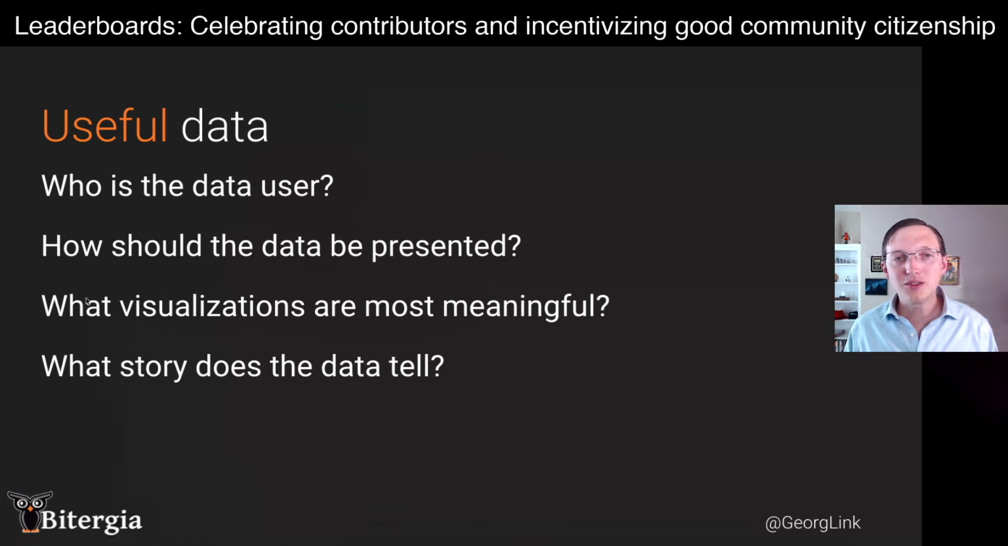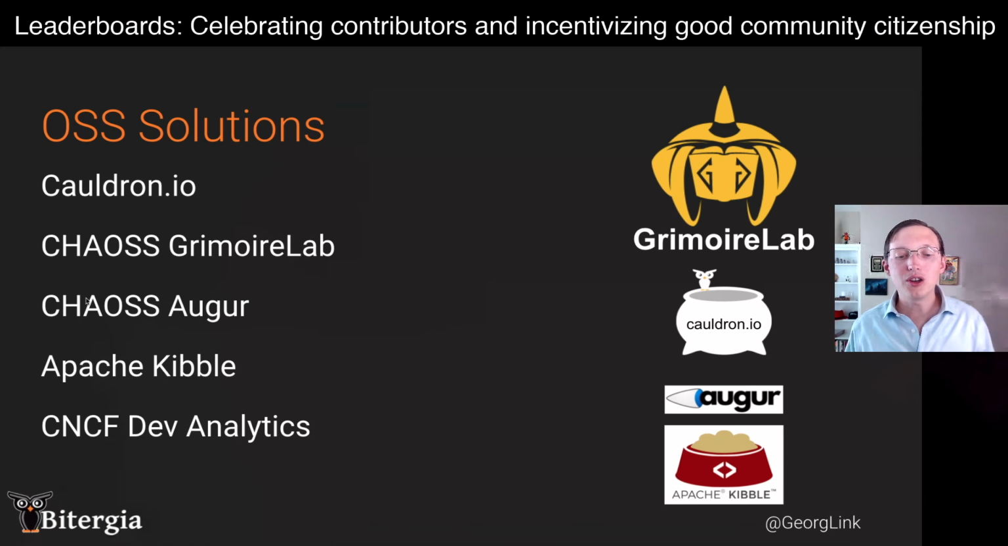There are other ways to make this data useful. We are going with leaderboards, so I'm going to skip over this. There are open source solutions already available that you can use to build your own leaderboards. You have Cauldron, Grimoire, Augur, Apache Kibble, and CNCF DevStats, Dev Analytics. They are readily available and the most widely used open source tools for metrics in communities.